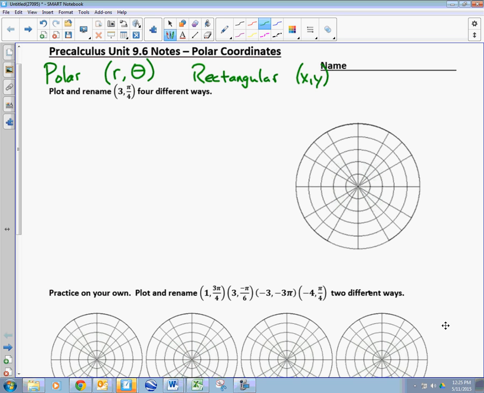So as I look at this diagram, or this grid, got 0, pi over 6, pi over 4, pi over 3, pi over 2, pi, 3 pi over 2, 2 pi. We've seen that before, right?